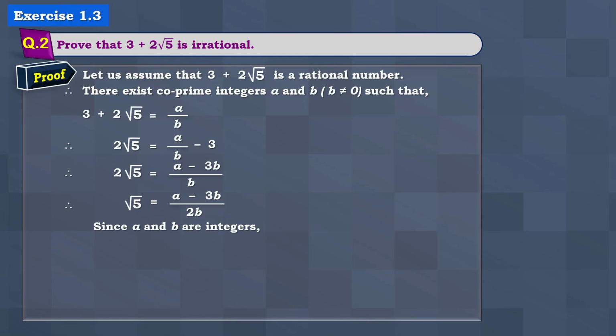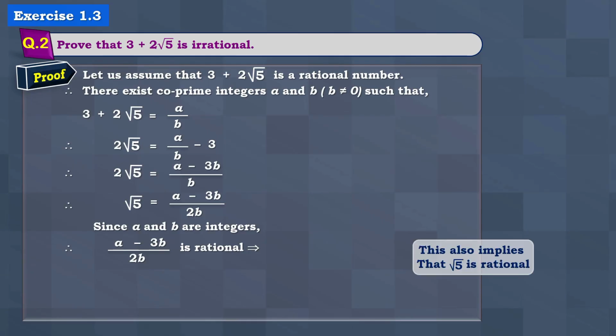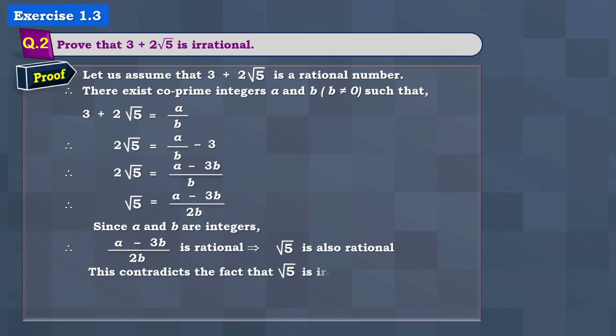Now observe carefully. The numerator a minus 3b is an integer because a and b are integers. The denominator 2b is also an integer. So the entire expression a minus 3b divided by 2b is a rational number. This means root 5 is rational. But we already know that root 5 is an irrational number. So this result contradicts a known fact.